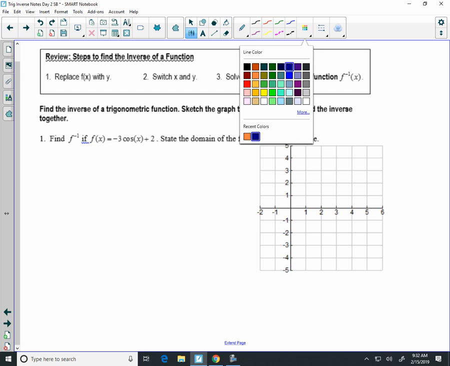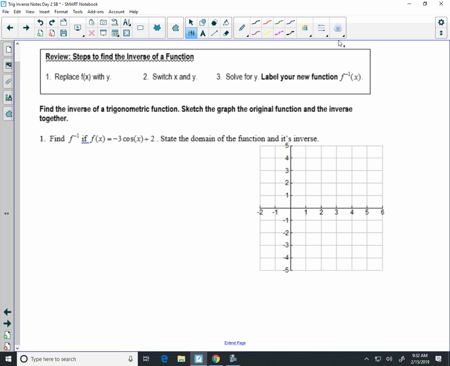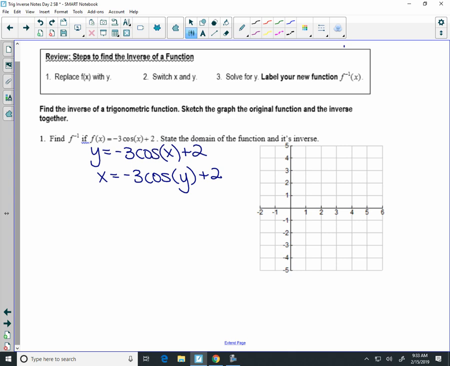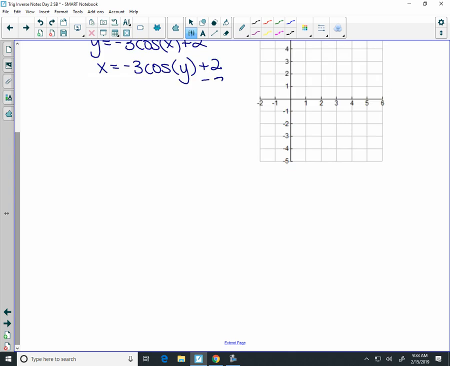Let's do the algebra. We're going to change f of x to y. Y equals -3 cosine of x plus 2. Switch x and y. This is the part that hurts my brain, because the y so does not belong there, right? And then solve for y. So what am I going to move first? Subtract the 2. Show the steps, not so much for me, but so that you don't make a mistake.